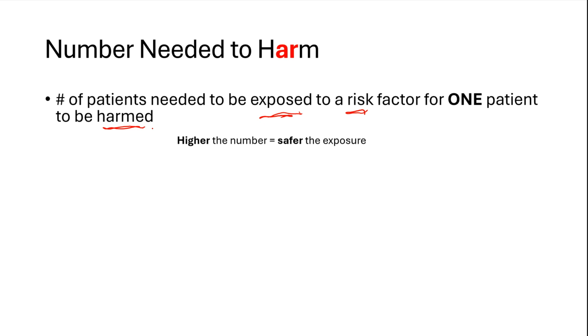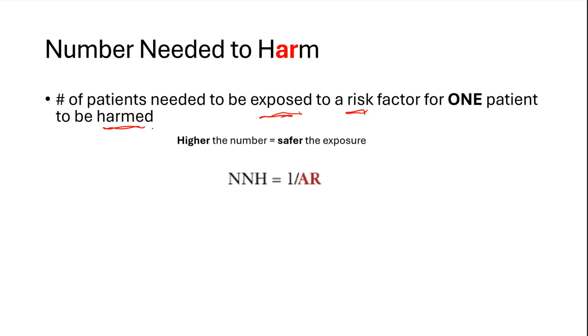Essentially, the higher the number, the safer the exposure. We want this value to be as high as possible. Now, number needed to harm is 1 over attributable risk, 1 divided by attributable risk. That is 1 divided by the likelihood of getting the disease from just the exposure or just the risk itself. The definition makes sense if you understand the prior definitions.